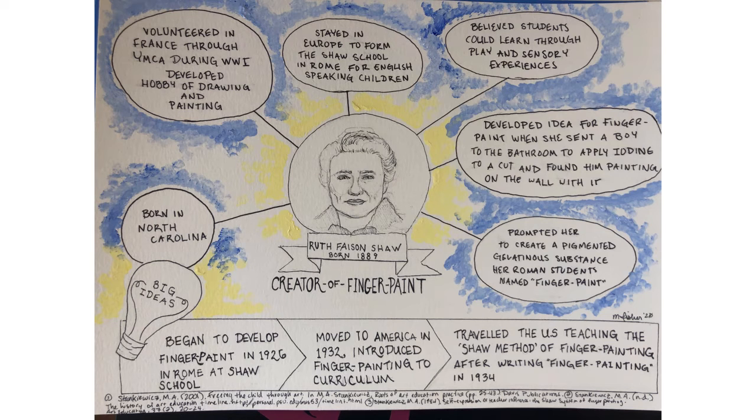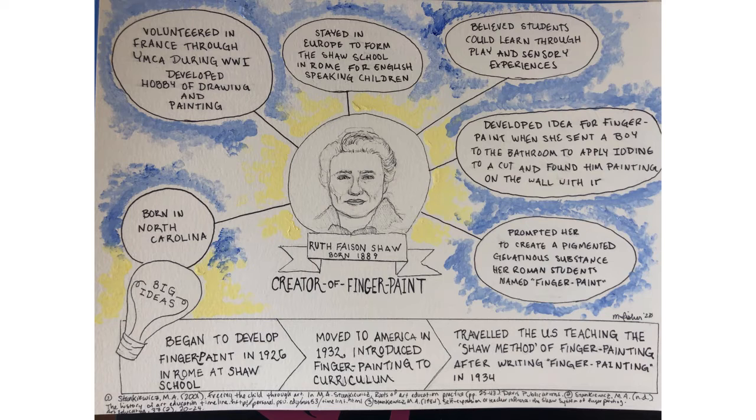Ruth Faison Shaw was born in 1889 in North Carolina and began her teaching career in a rural mountain town. Shaw developed an interest in drawing and painting and nurtured this hobby in her free time while she served with the YMCA in France during World War I. Shaw decided to stay in Europe and opened up the Shaw School in 1923 for English-speaking children in Rome.